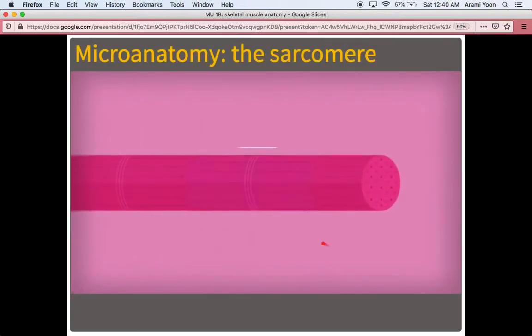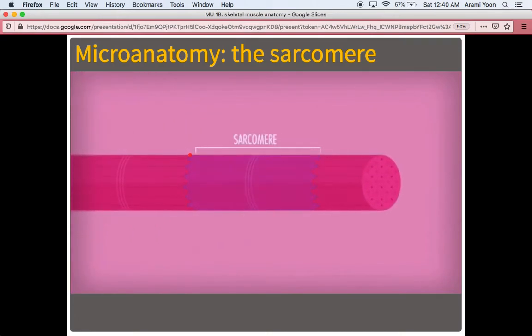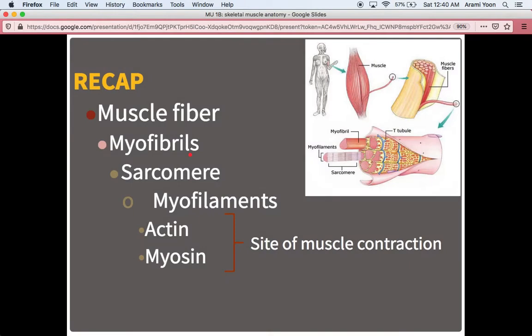Okay, so once again, let's zoom in on the sarcomere. This is a single myofibril in a muscle fiber. So this is one organelle. And if you look inside of a sarcomere, you would see blue actin filaments and pink myosin filaments. And actin and myosin are called myofilaments.